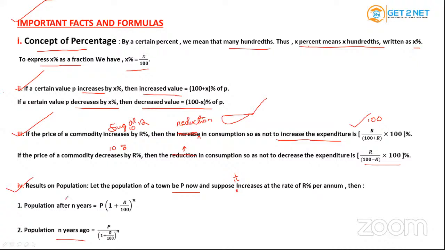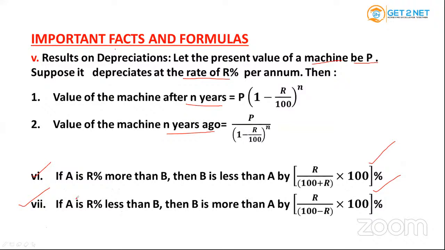Next, we discussed results on population. We know the population rate, we know the increase rate. So after n years, how much is it going to be? Before n years, how much it was. Similarly, for depreciation, we use the same concept. The current machine price we know, and it depreciates at, let's say, 10% per annum. So before 10 years, what was the rate of the machine? And after 10 years, what will be the rate of the machine? For example, we have taken n as 10.